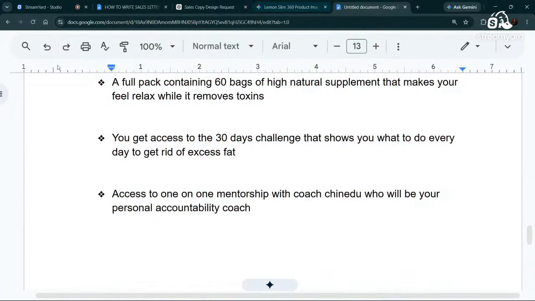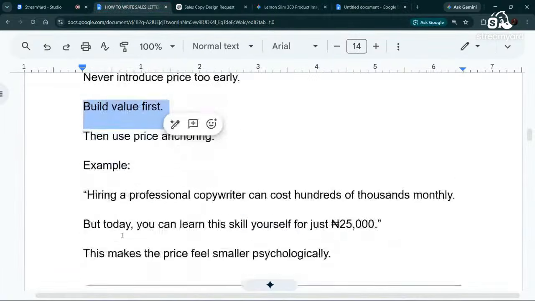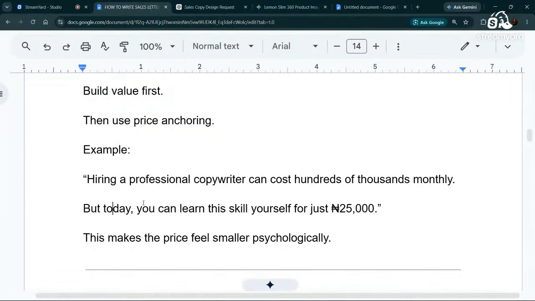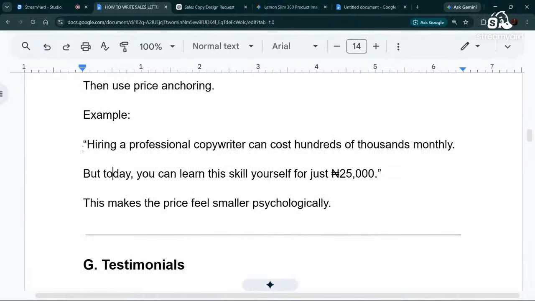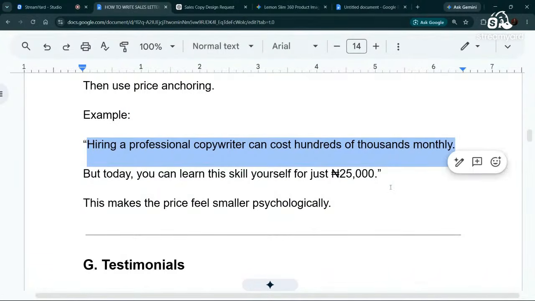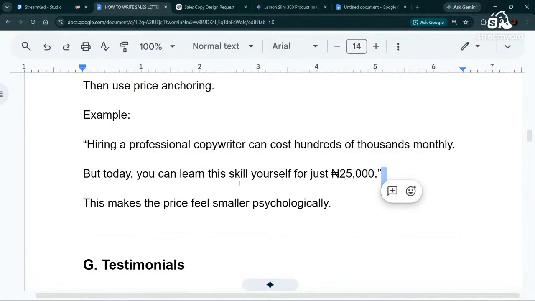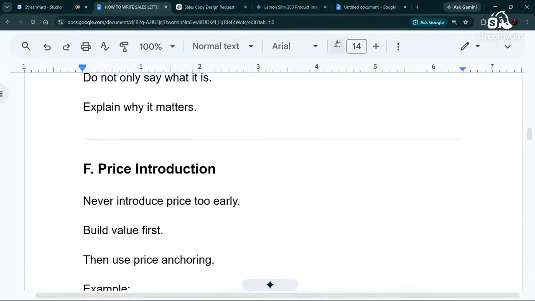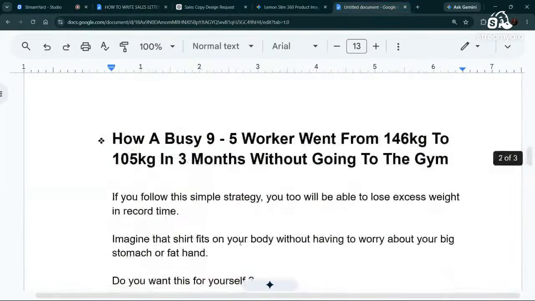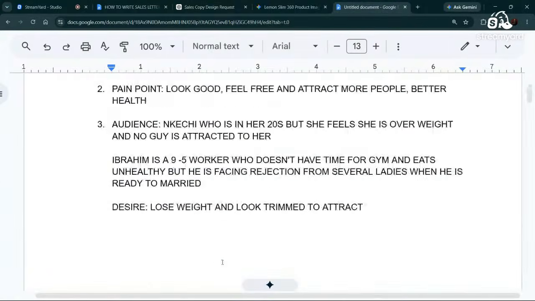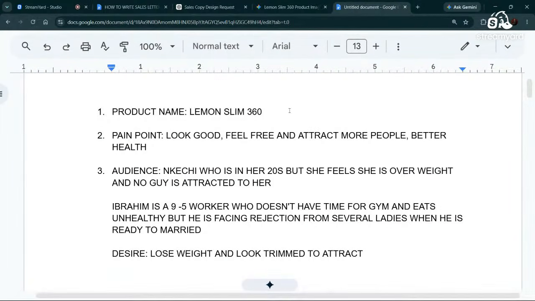Do you understand? Then the next thing is price anchoring. Like I told you, hiring a personal coach will cost you XYZ amounts, but you can get this result by yourself. So how much should our product be? What is the price of our product? How much do you think our product should be?